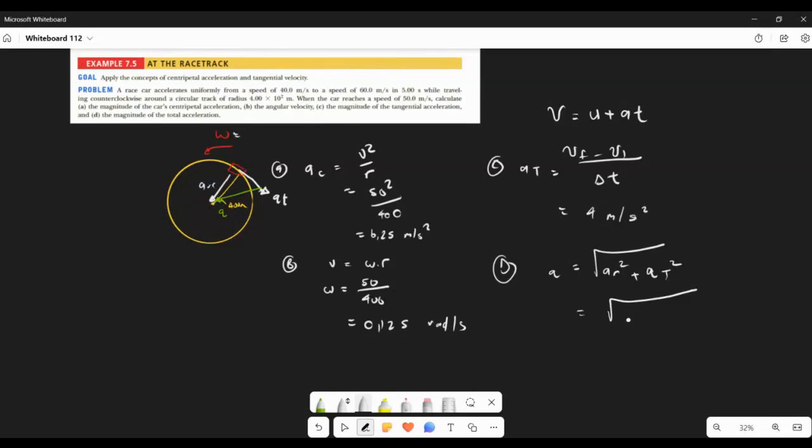And then we know a_c is what? Oh sorry, a_c, because it's c rather. So that's going to be 6.25 squared plus a_t, which is 4 squared. And what do we get here? Quite straightforward, eh? What do we get for that?